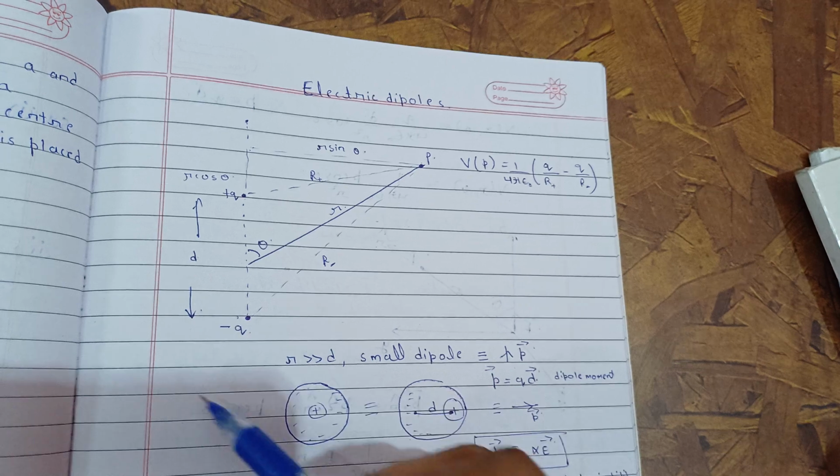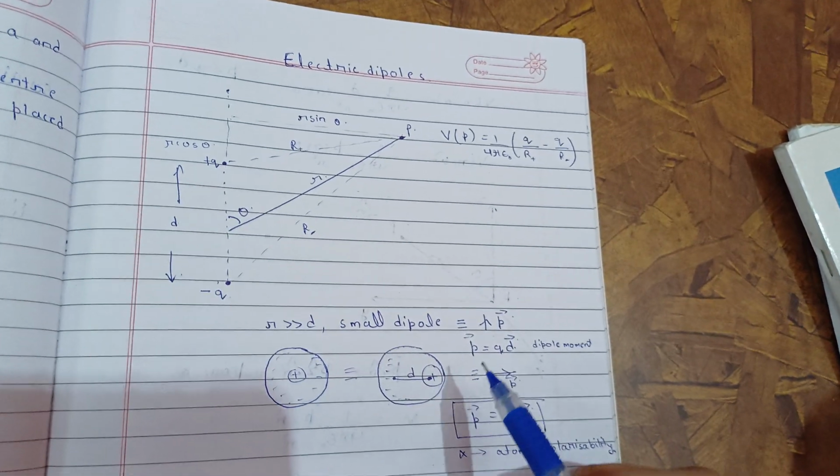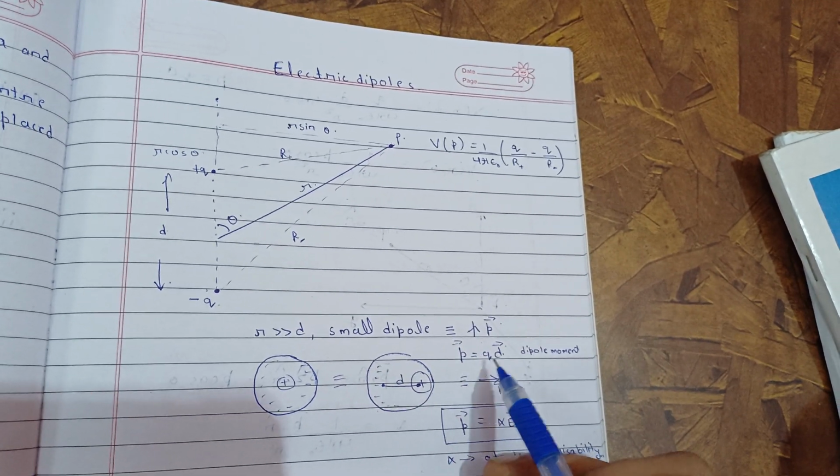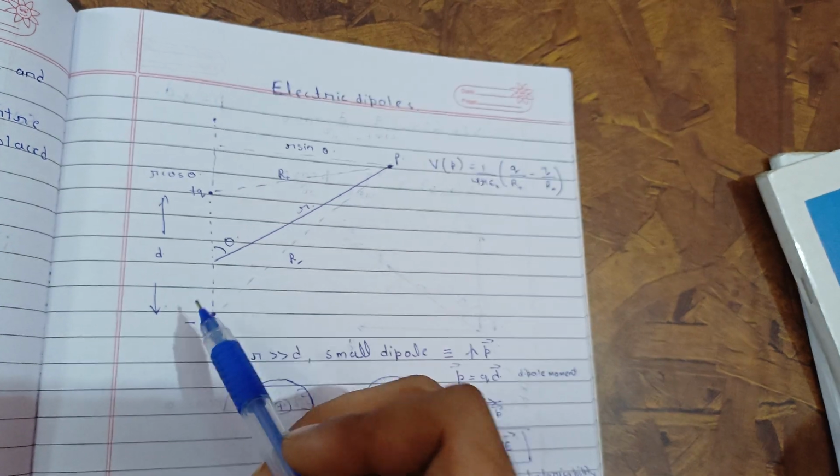Then we'll call this dipole a small dipole, and it is written as p, and p is equal to qd, meaning charge multiplied by the distance between them. This is called the dipole moment.